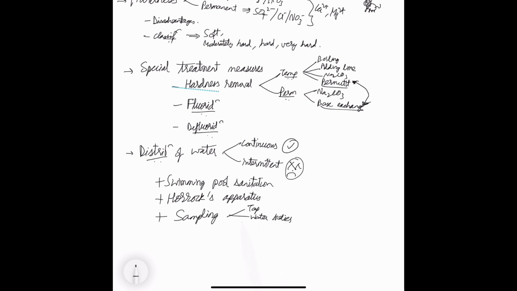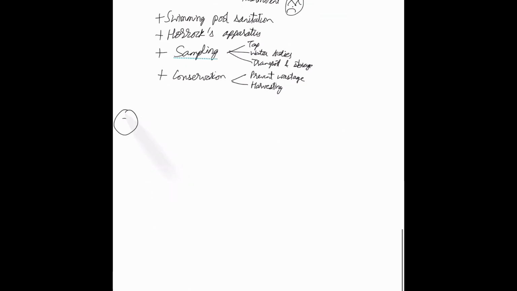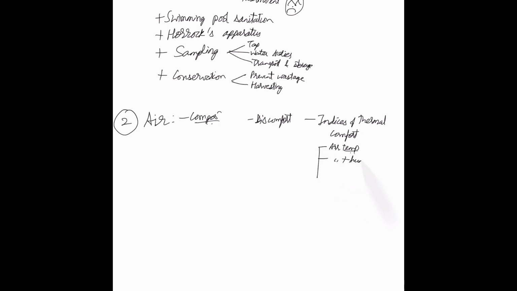Next, moving on to the distribution of water. There are 2 types of water supply: continuous and intermittent. Continuous is recommended, and intermittent is not, because it promotes the multiplication of microbes. And then there are short notes on swimming pool sanitation, Horrocks apparatus, which is very important, sampling of water, how it's done from the tap, from water bodies, transport and storage, and water conservation to prevent wastage and ensure harvesting of water.